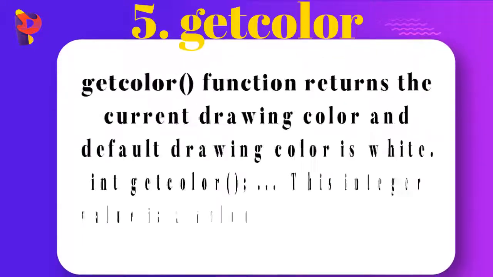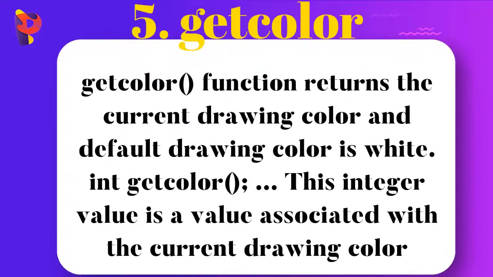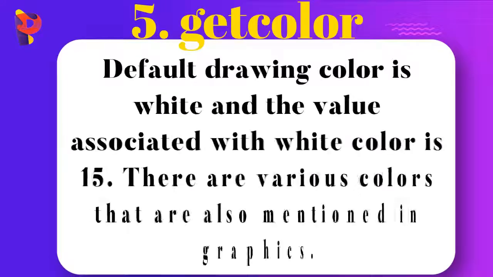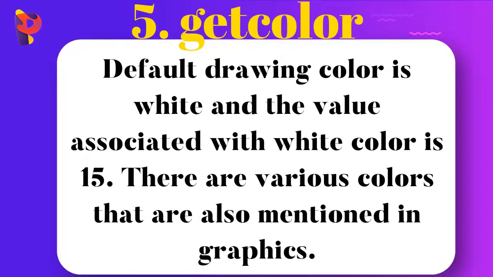GetColor. GetColor function returns the current drawing color, and default drawing color is white. Int GetColor. This integer value is a value associated with the current drawing color. Default drawing color is white, and the value associated with white color is 15. There are various colors that are also mentioned in graphics.